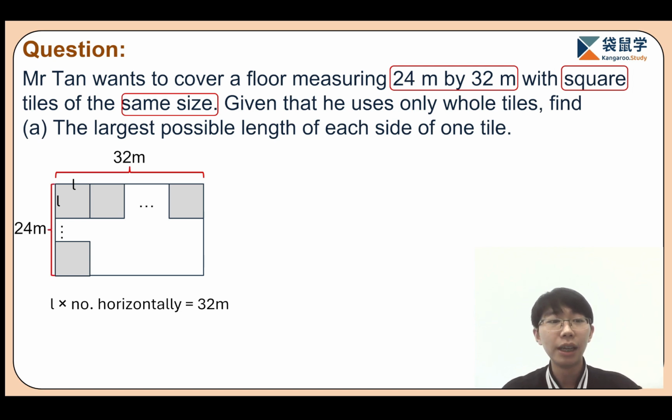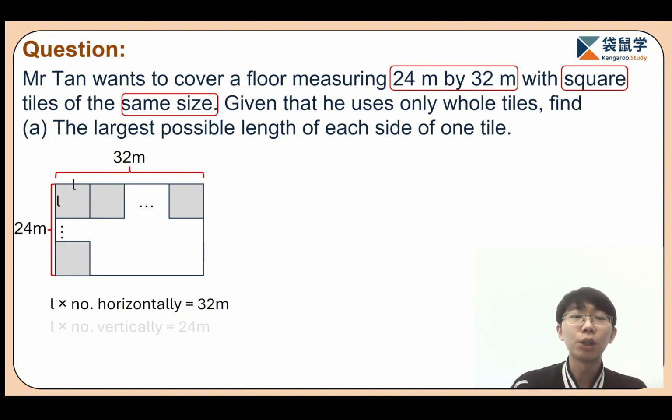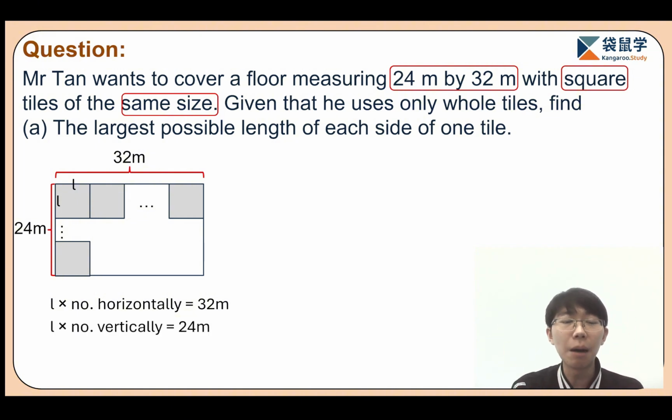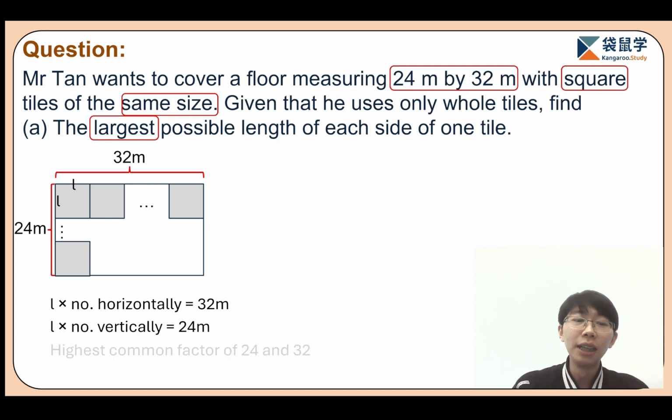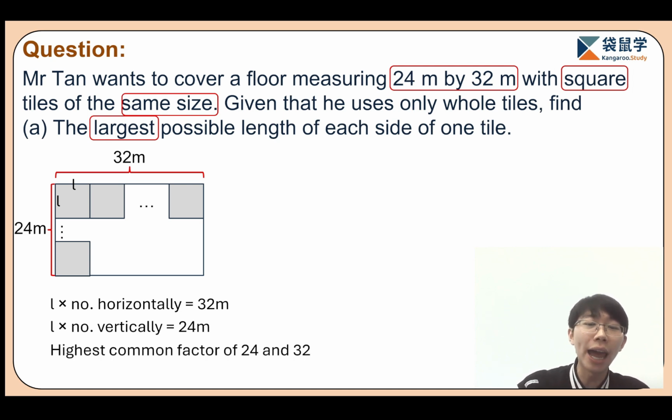Similarly, vertically, L times the number of tiles vertically should give us what number? Should give us 24 meters. So L times the number vertically should give us 24. That means L is a what of 24? L is a factor of 24. So now L is a common factor of both 32 and 24. But not only a common factor. In this question, we are trying to find out the largest possible length, and that is the highest common factor of 24 and 32.